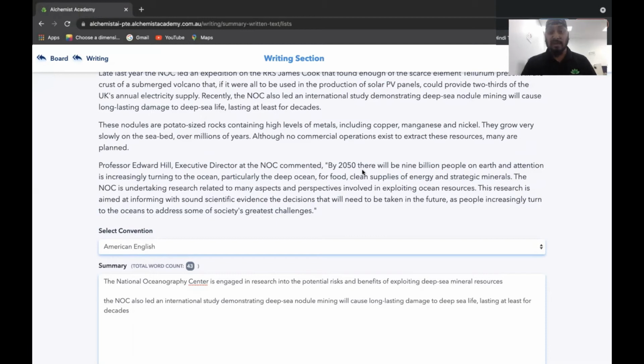His comment is that by 2050 there will be 9 billion people on Earth, and that's why we are moving all the attention towards the deep sea for food, clean supplies, energy. Okay, the NOC is undertaking the research related to many aspects and perspectives involved in exploiting deep ocean resources. That's right. So they are doing, which we already mentioned, that they are doing this research.